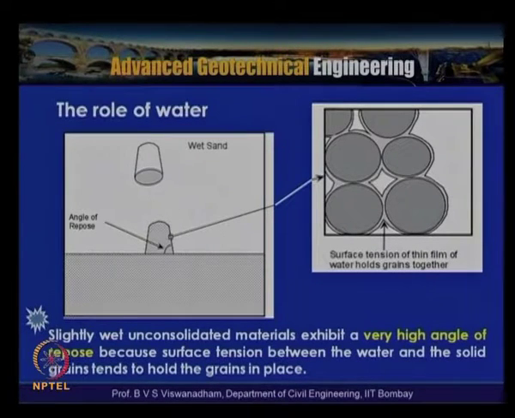The reason is that the surface tension between the water and the solid grains tends to hold the grains in place. In the dry state, the angle of repose is very low. In a slightly wet state, the same unconsolidated sand grains exhibit a very high angle of repose, because the surface tension between the water and the solid grains tends to hold the grains in place.